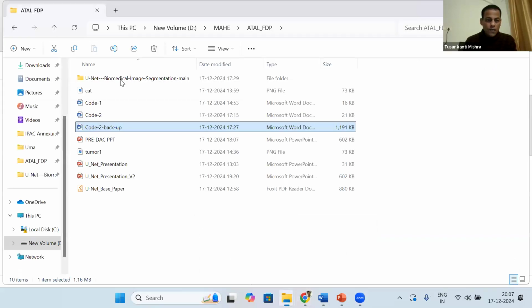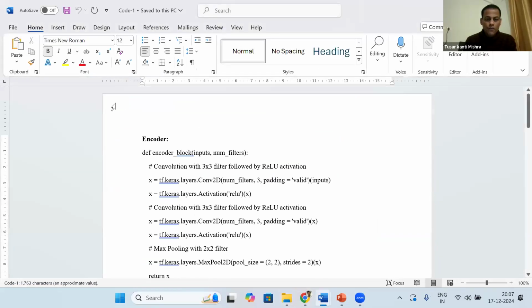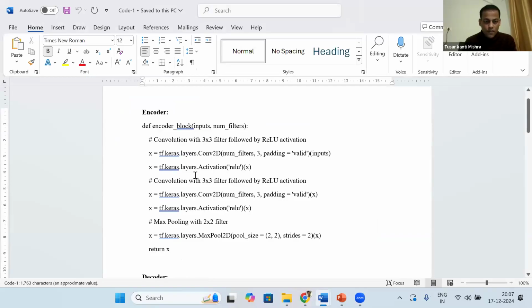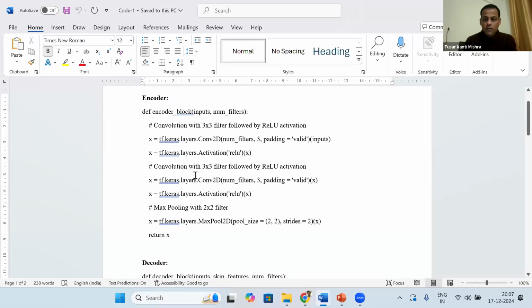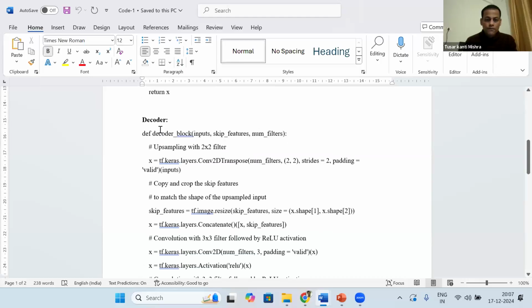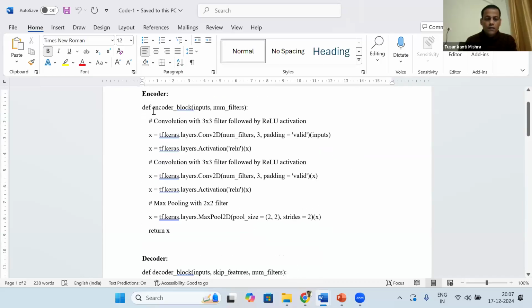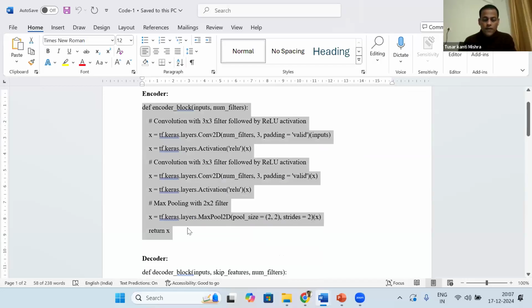I have already noted these materials down. I'll be sharing them with Suresh sir, and he'll be sharing with the respected professors. So this is one of the basic approaches for the encoder. Let me take this code to Google Colab.